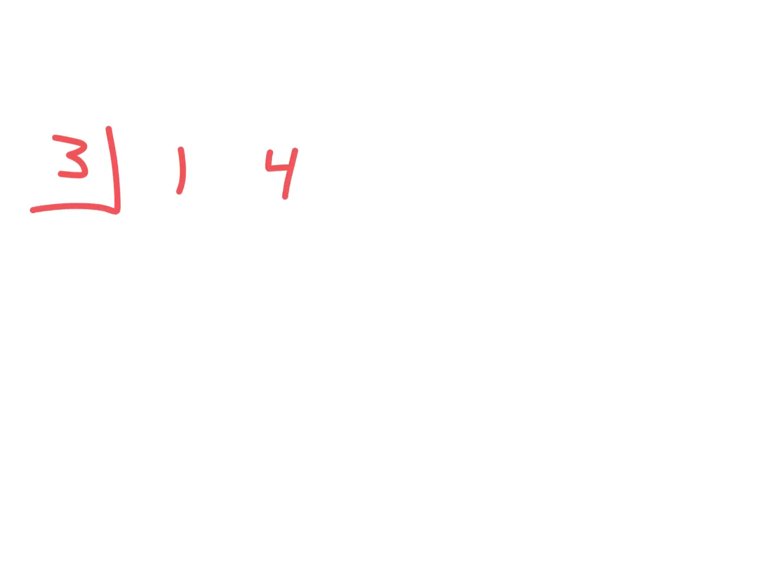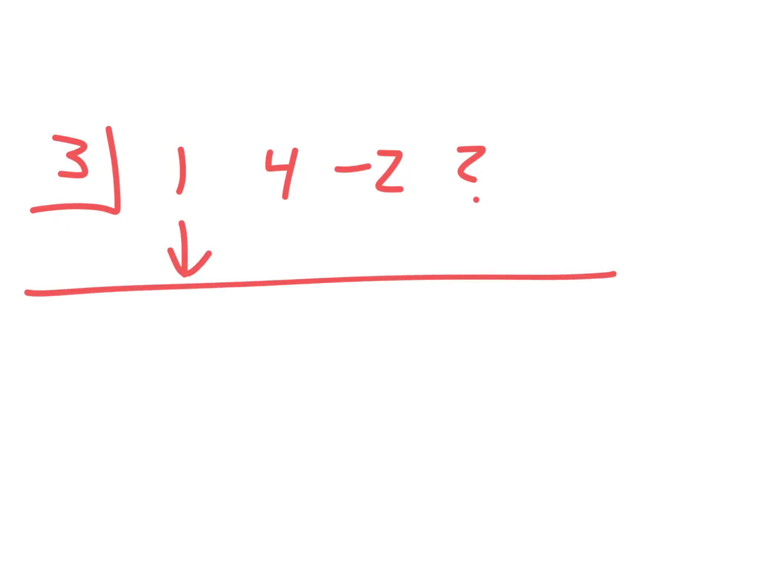1, 4, -2, question mark. Draw the line. Drop it like it's hot. Everybody go through this and figure out what the question mark would be. If you followed the synthetic rules, what would that question mark have to be to make it have a remainder of 0 at the end? Because we want it to have a remainder of 0. This will be a good warm-up to one of the hardest questions you'll have on either the cumulative or the final.